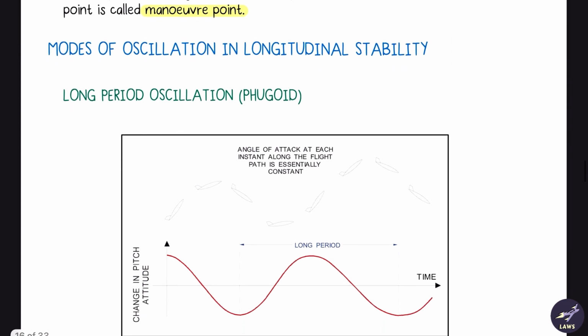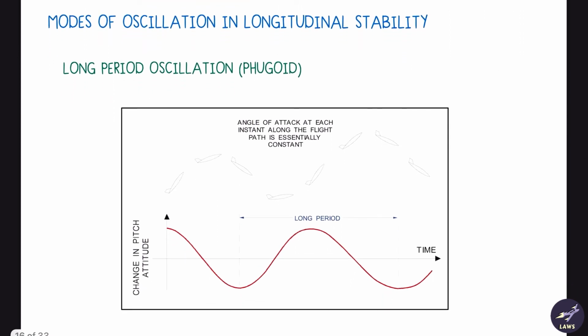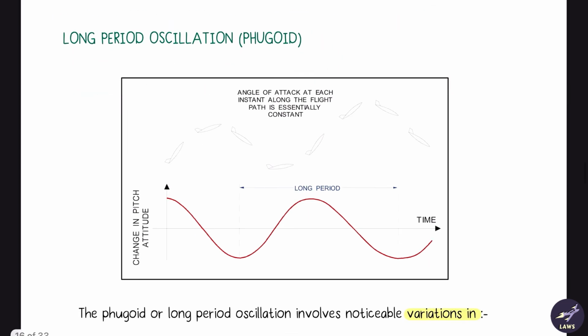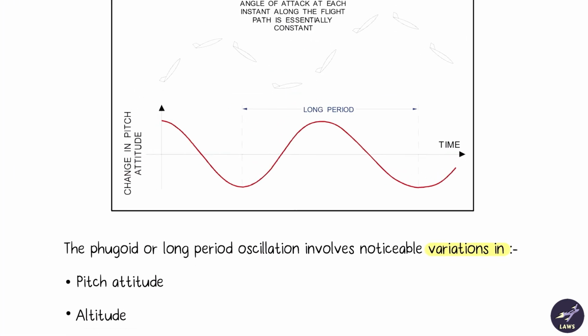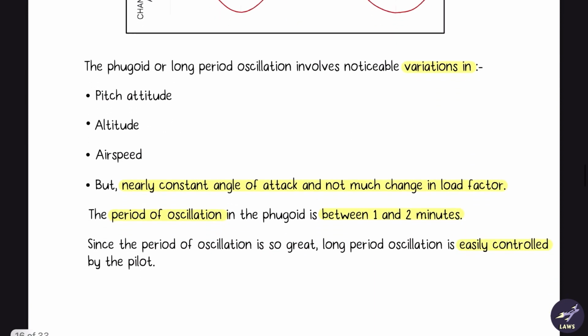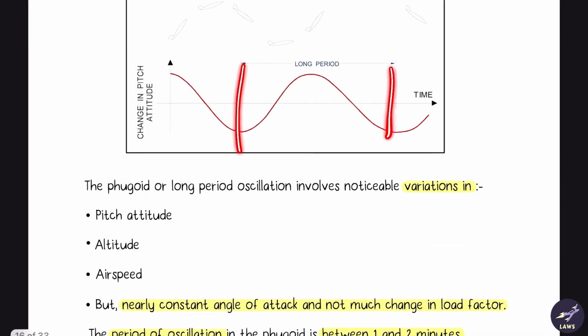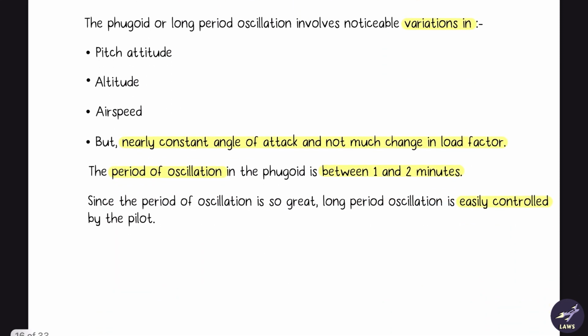Then we look at modes of oscillation in longitudinal stability. First is long period oscillation, known as Phugoid. This is how it looks, as you can see here. It involves variations in pitch attitude, altitude, and airspeed, but has a nearly constant angle of attack and not much change in load factor. The period of oscillation is 1 to 2 minutes. So the pilot has sufficient time to respond and it is easily controlled.